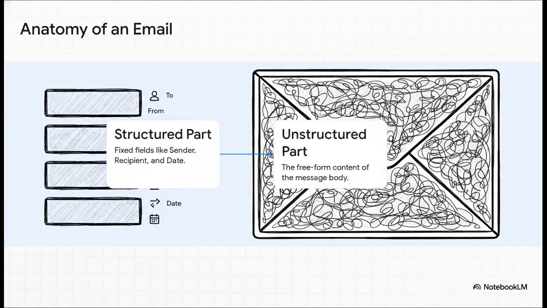An email is the perfect way to understand this. Think about it. The to, from, and date fields, that part is structured. It's always there, always in the same format. But the actual body of the email, well, that's a total free-for-all. You can write a novel in there. So the email as a whole is semi-structured because it's a mix of both worlds.